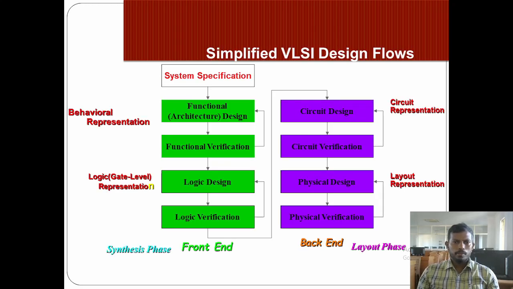Here is the simplified VLSI design flow. So there are 4 levels of representation. One is behavioral representation, another one is logical or gate level representation, and the next one is circuit level representation, and another one is layout level of representation.